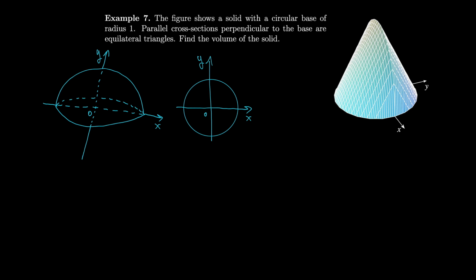Notice that this part of the base is going to be y equals square root of 1 minus x squared, because the base has a radius of 1. It's a circle, so it's x squared plus y squared equals 1. And if I want to solve for y, I can do that. That'll come in handy very shortly because I'm about to draw these triangles. We're about to try to draw these triangles.